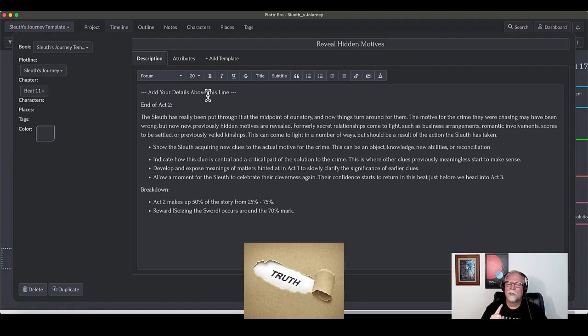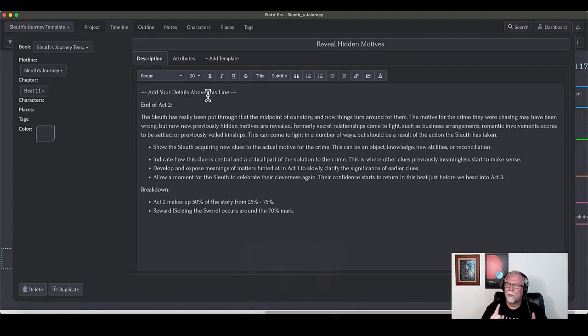So this can come to light in a number of ways, but it should be a result of the action that the sleuth took. Remember, this is a point where now they're being proactive. They're pursuing the crime. They're not reacting to things that are happening to them. Show them acquiring new clues to the actual motive for the crime. This could be any number of things. It can be a new clue. Okay. But this is a great place to drop a clue and indicate how this clue is central and a critical part of the solution of the crime.